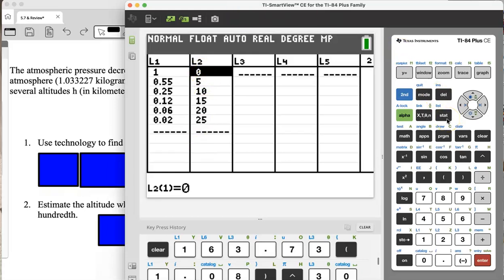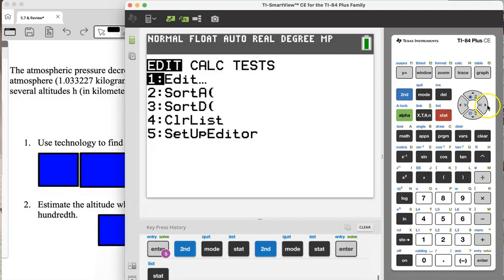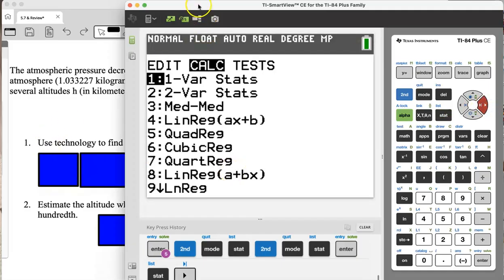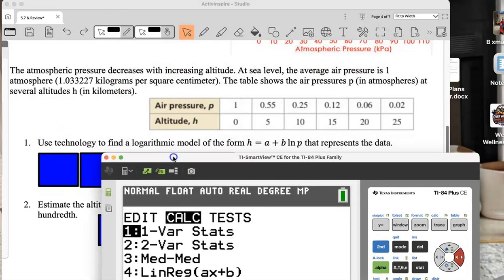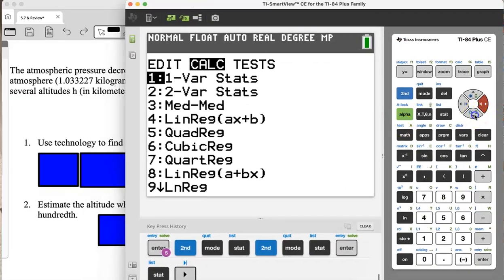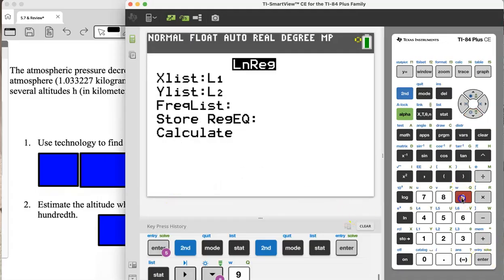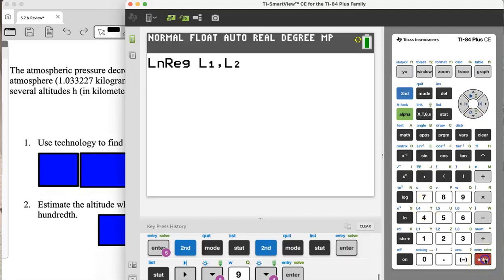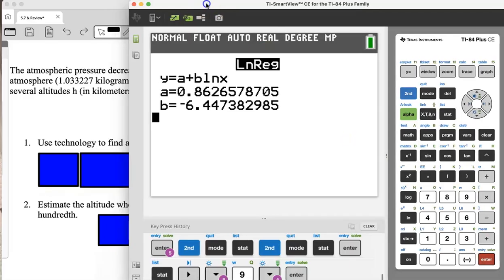Once you have that typed in, press stat and go to the right. Number 1 says use technology to find a logarithmic model. And the only logarithmic option would be the natural log. So go all the way down to press 9. Make sure it says L1, L2, and calculate. So there's our answer.